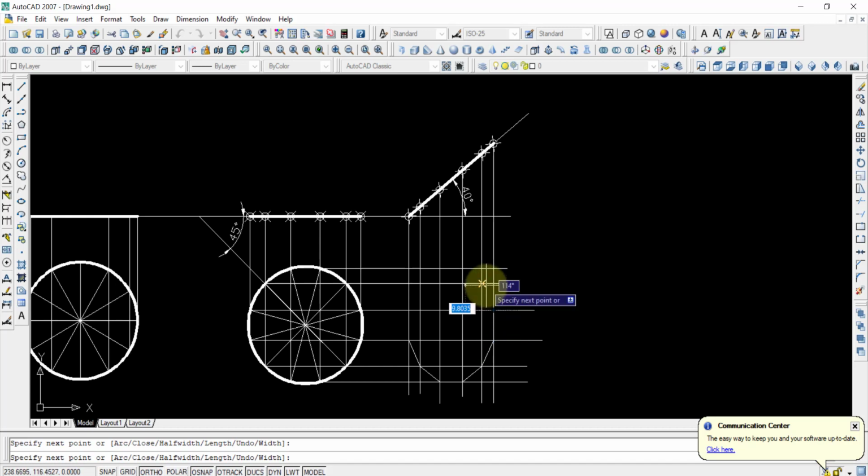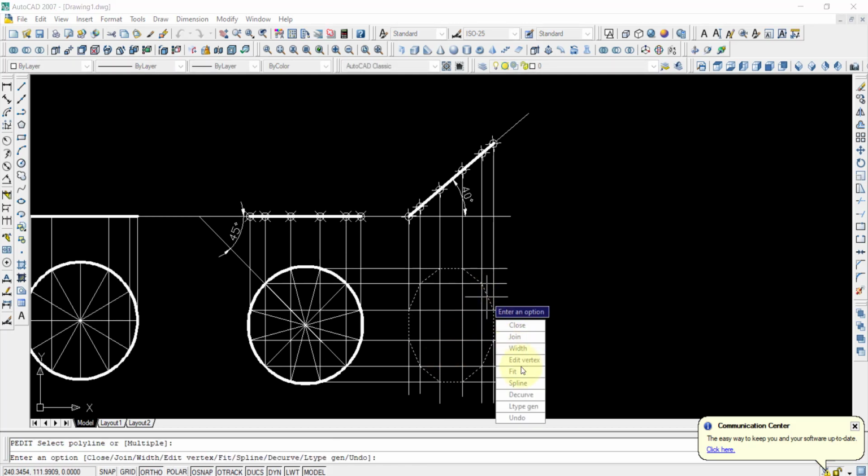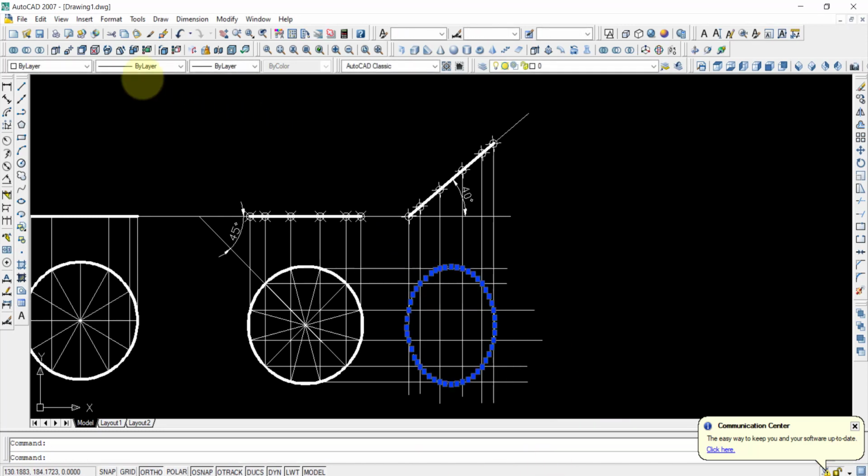Again here, this one and this one. Then these two points are on the same straight line. And here, here. So this is your final output, which is inclined at two angles. PE enter. Select this polyline and use fit so that the fitting is done correctly. Then if you want, you can give the same line weight to it also.